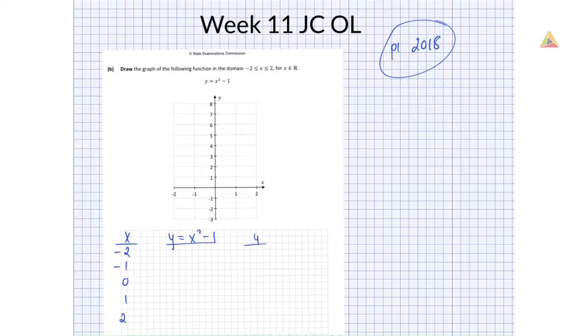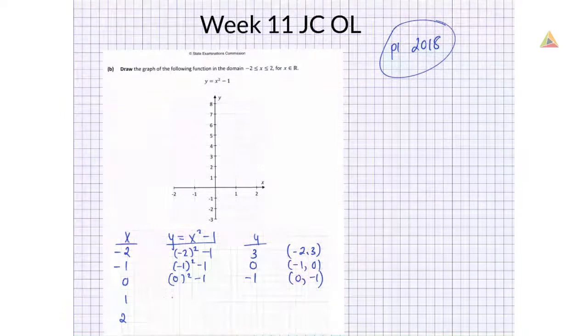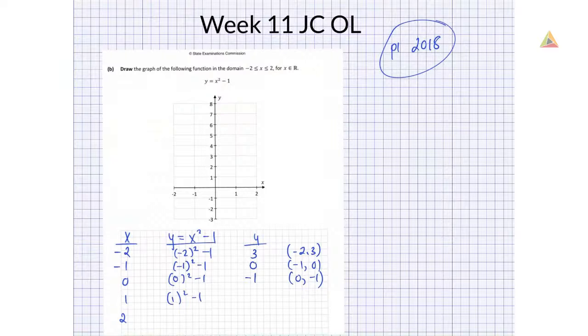And our y value. So x squared minus 1, so it's minus 2 squared minus 1. Now be careful here, when you square a negative number it becomes positive. So minus 2 squared is 4, 4 minus 1 is 3. So your first point there is minus 2, 3. The next point then is going to be minus 1 squared minus 1. So minus 1 squared is 1, 1 minus 1 is 0. So the next point is minus 1, 0. Next point is 0 squared minus 1. So that's going to give us minus 1. So 0, minus 1. Next point is 1 squared minus 1. That's 1 minus 1, which is 0. Next point is 1, 0.